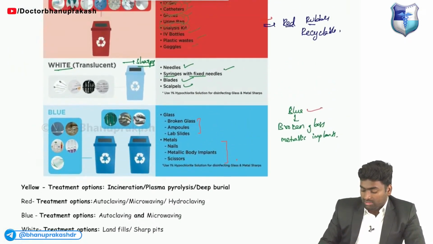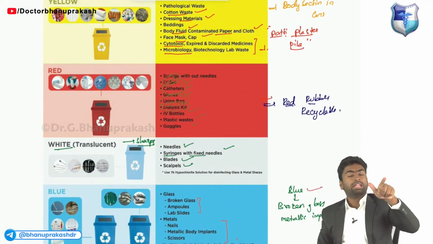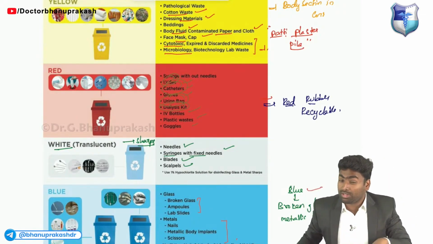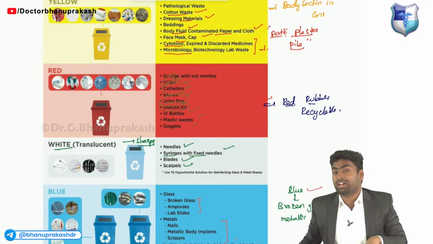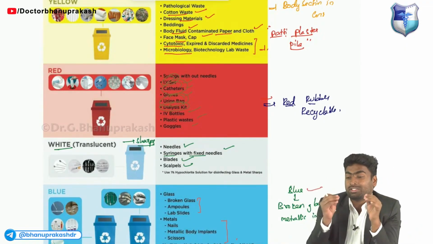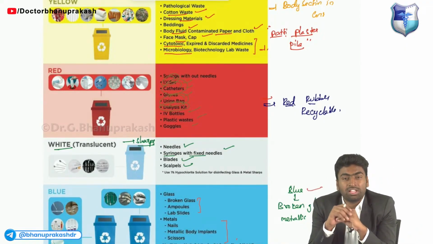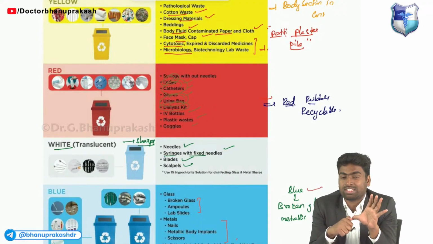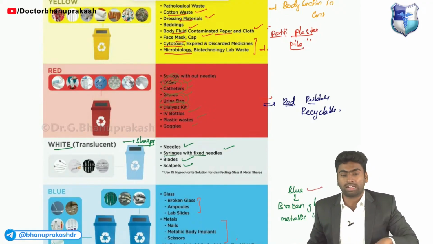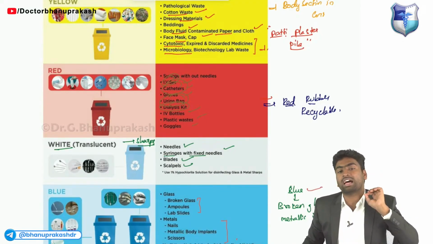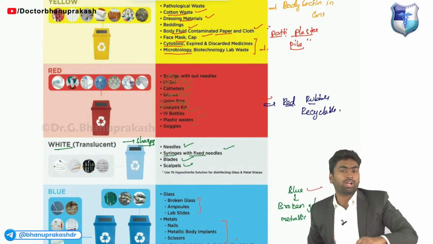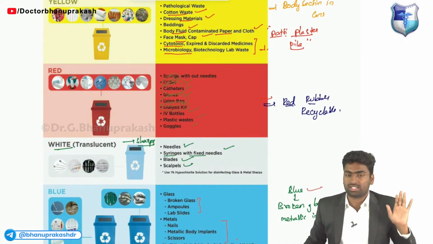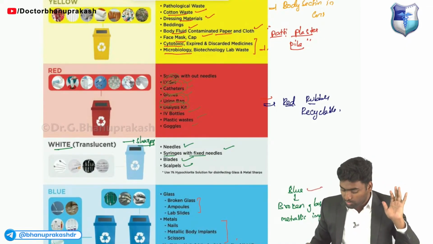Then this is how you will remember. So patti, pila, plaster, you will put in pila, means yellow, whatever is contaminated with body fluids like blood and secretions from the wounds, it should be thrown into yellow. Whereas the red one is for recyclable plastics, your urinary catheter, your IV sets, your bottles. White is for your sharp needles and scalpels. Whereas for blue, it should be the broken glass and metallic implants. All of them should be thrown into the blue dustbin.